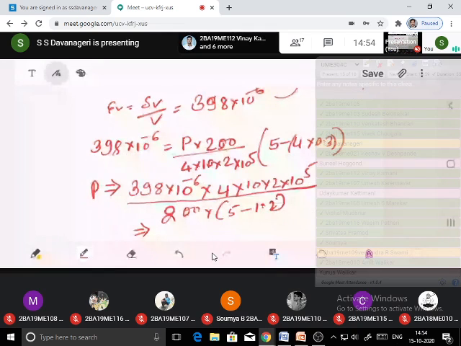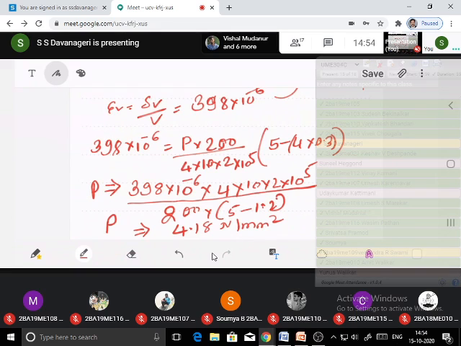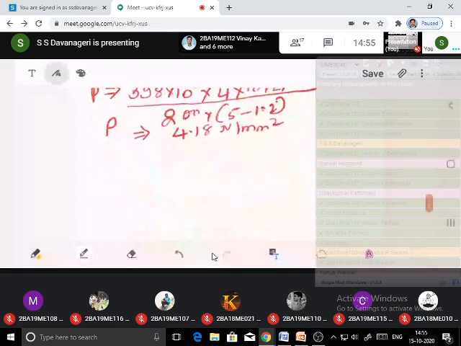So you should get P equal to 4.18 Newton per mm square. Everyone got? Yes, sir. Then you check out where you made a mistake in volumetric change in diameter. What is L, sir? L is 2 meter. Now what is the circumferential strain here?